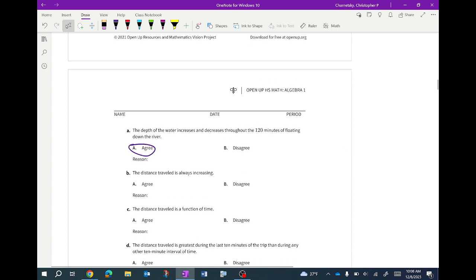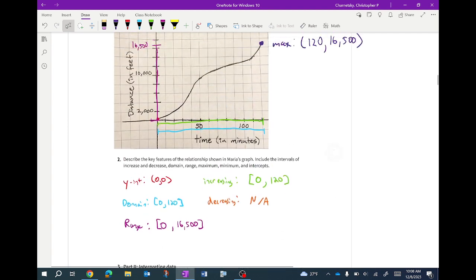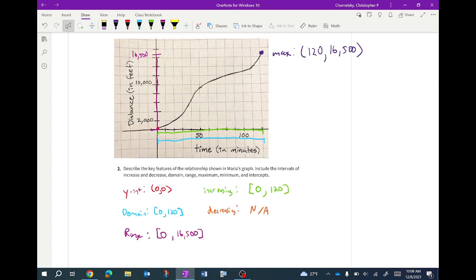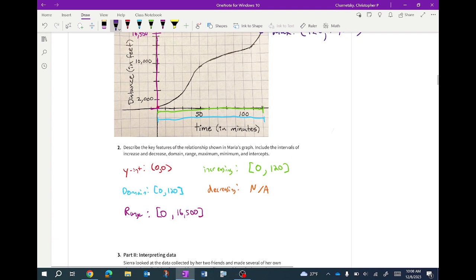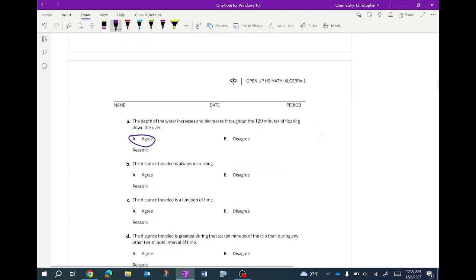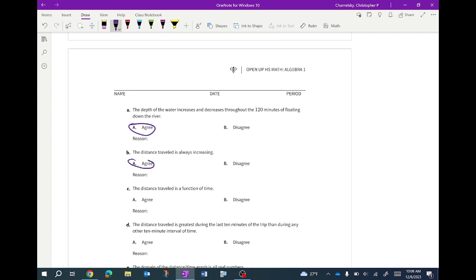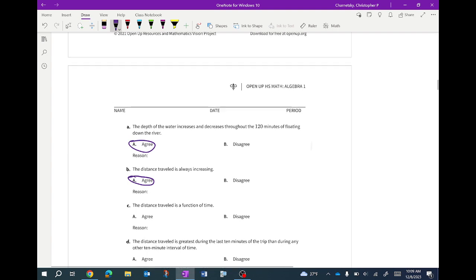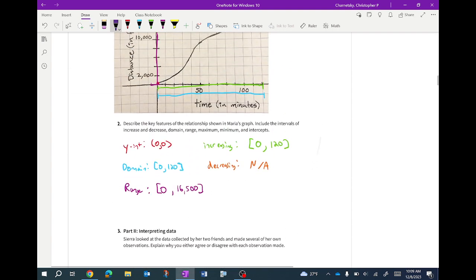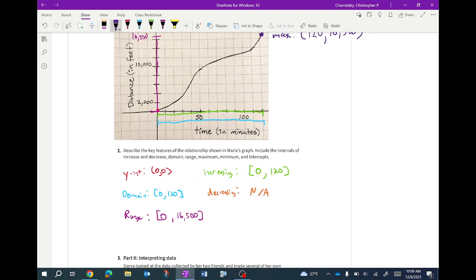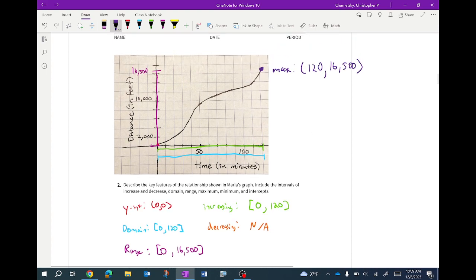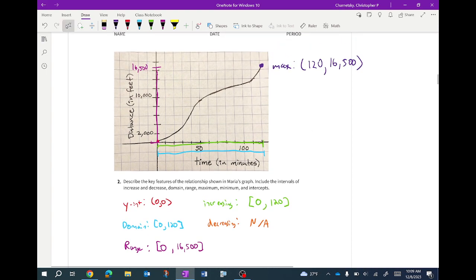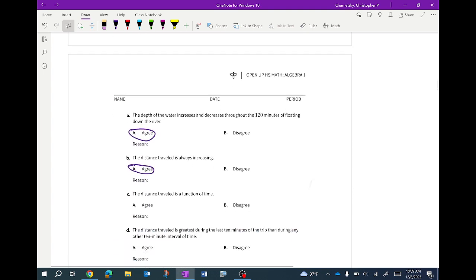B, the distance traveled is always increasing. Again, that's exactly what we saw here. So the entire domain is increasing the distance. We're always getting farther away from our start. So that is another agree. The distance traveled is a function of time. Yes, time is our x value, and so distance is in terms of time. So yes, I agree with that.